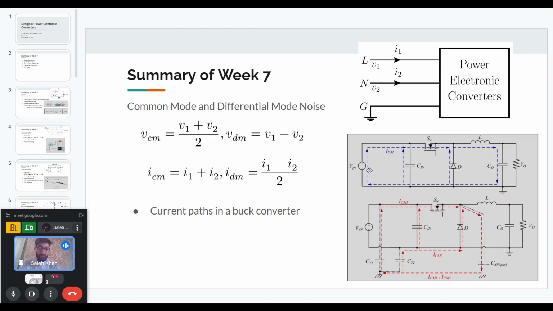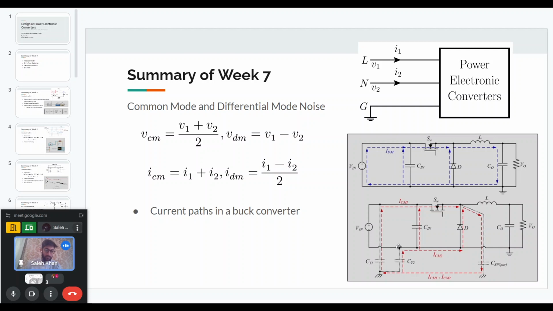For example, here in the buck converter, we see a path for the differential mode current, and this is the normal current that we have studied until now. The input current goes through the switches and the diodes, and then from the output it comes back to the input. At the positive DC bus, the differential mode current is from the input source to the converter, and at the negative DC bus it is from the converter to the input source. That is why this is called differential mode current.